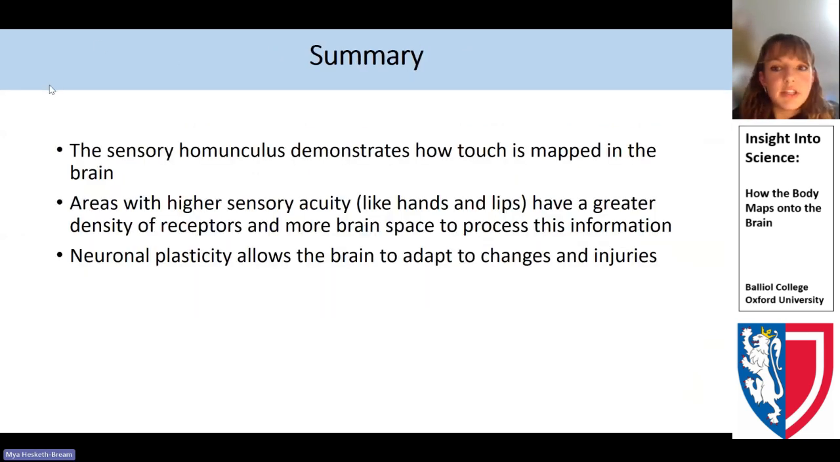Okay, so now just a bit of a summary. The sensory homunculus demonstrates how touch is mapped in the brain. Areas that have higher sensory acuity, like the lips and the hands, have a greater density of receptors and also more brain space to process that information. And neuronal plasticity allows the brain to adapt to changes and also after injury.